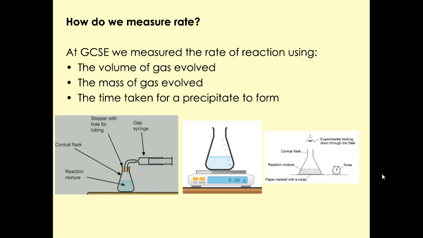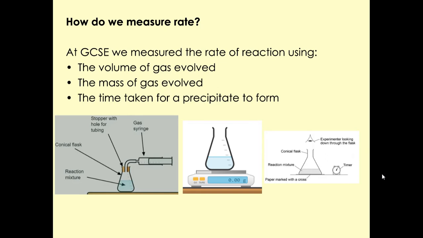If you've got a gas being given off, you can also measure the mass change on a mass balance. That works better for high density gases such as carbon dioxide. If you use it for something like hydrogen, which is low density, then you won't get a very big change on the mass balance.